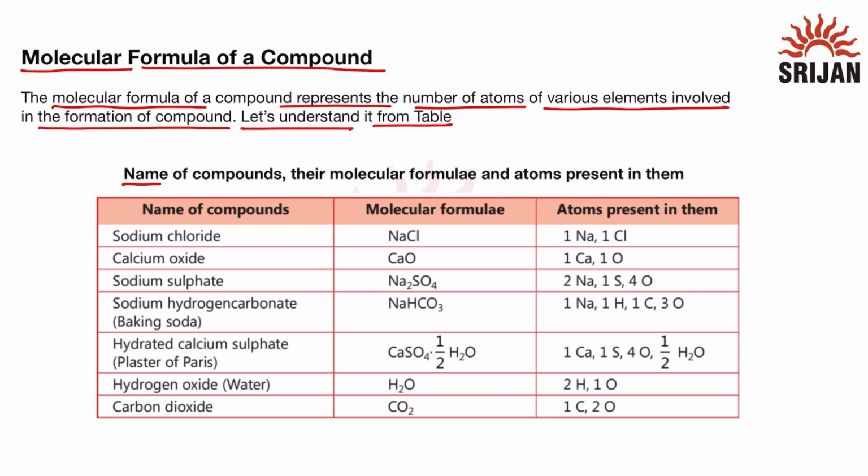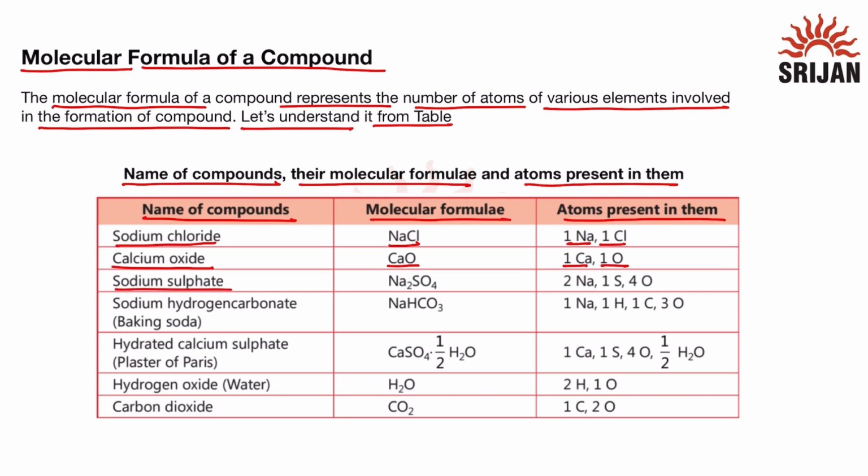Now let us read about the names of compounds, their molecular formula and the atoms which are present in them. The name of the compound is sodium chloride. Its molecular formula is NaCl, and the atoms present are one Na atom, that is one sodium atom, and one Cl, that is one chlorine atom, and they form the NaCl compound which is known as sodium chloride. Next compound is calcium oxide. Its molecular formula is CaO and it consists of one calcium atom and one oxygen atom.